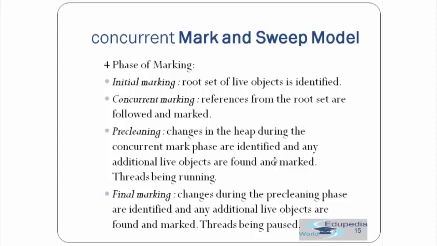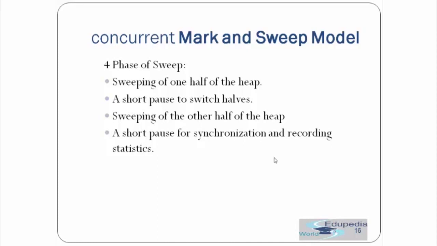Then let's see what final marking is. Final marking happens when the thread is paused. So whenever the thread is paused, the marking happens at that time. In this, the changes during the pre-cleaning phase are identified and any additional live objects are found and marked. If any additional object is found, it will be marked. That is called final marking. Fine, so those were the four phases of marking.